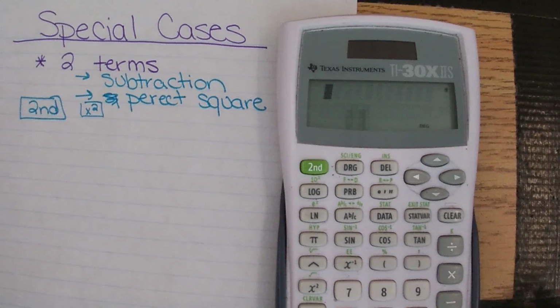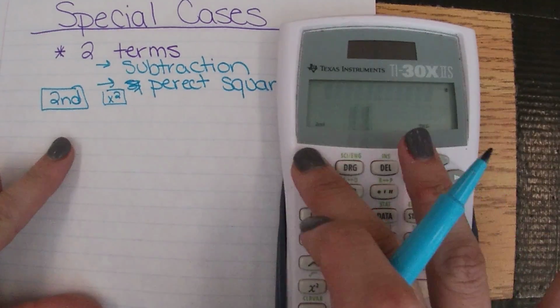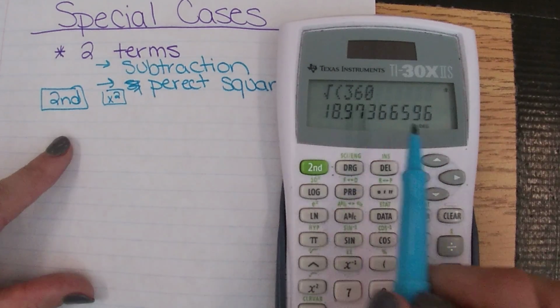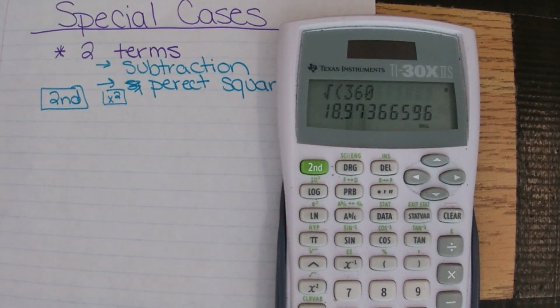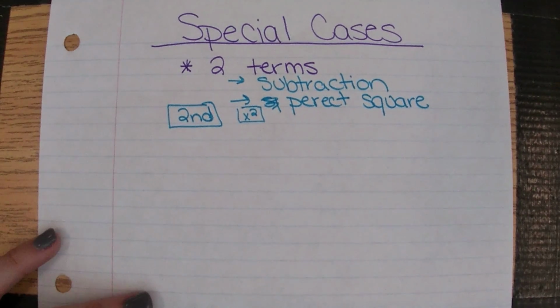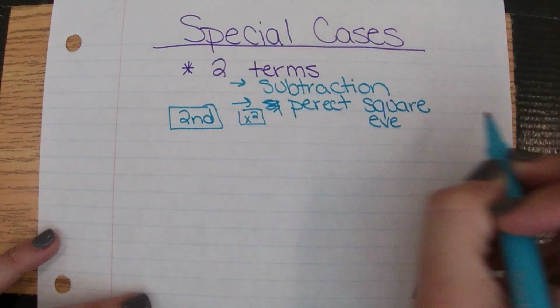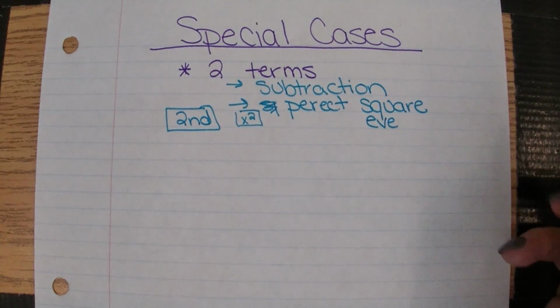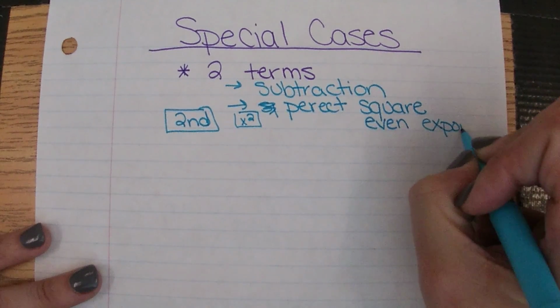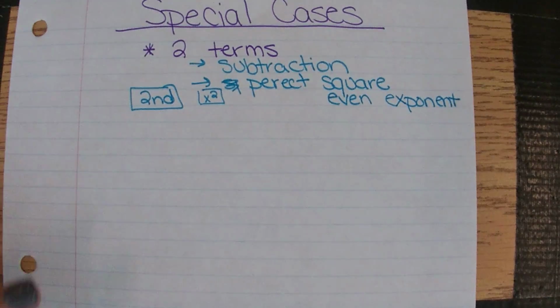Okay, maybe we want to check and see if 360 is a perfect square. So we'll do second, x squared, 360. This gives us a big, long, messy decimal, which means it is not a perfect square. Okay, so to check the number, we're using our calculator. We're doing second x squared. For the exponent, it has to be an even exponent. So if it's like 25x squared, the exponent needs to be even. Okay, if we can decide that we are in a special case, then it's really easy to factor.